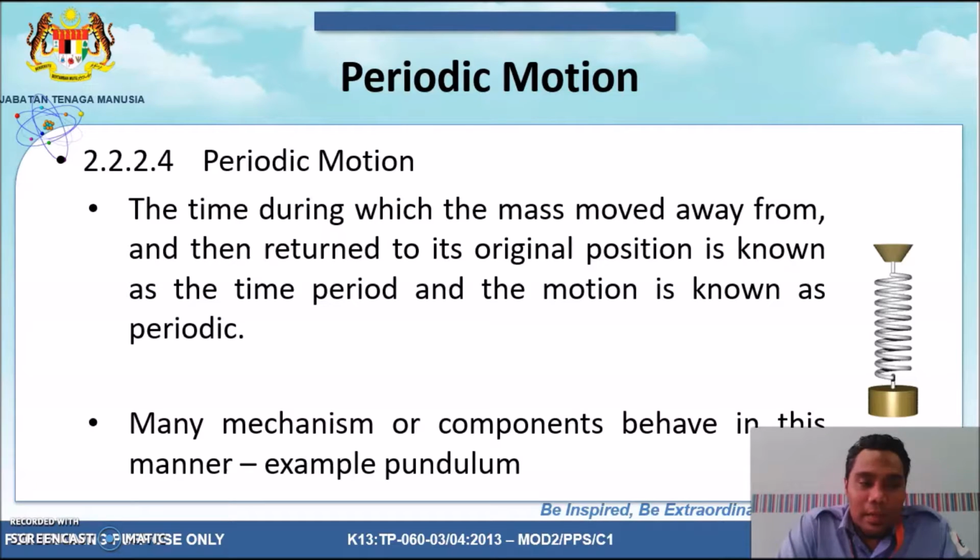to its original position. As per the slide, the time during which the mass moved away from and then returns to its original position is known as the time period, and motion is known as periodic. So that is the definition of periodic motion. A lot of mechanisms or components behave in this manner, such as spring, pendulum, elastic ball, all will come back to its original position after having been displaced from its original position.